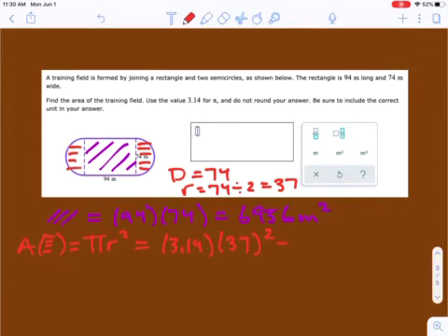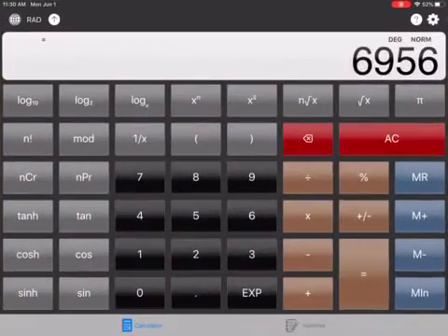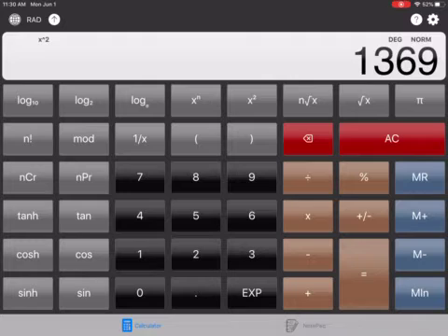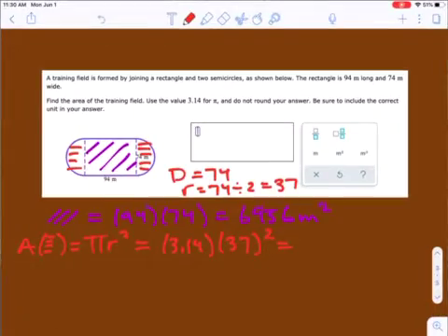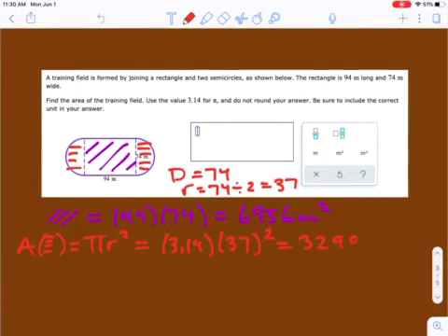All right, let's see what that is. So 37 squared times 3.14. We're not rounding it. So 3298.66. And then all you do is you just add up your numbers. So you have 6956 plus 3298.66 equals, so 6956.